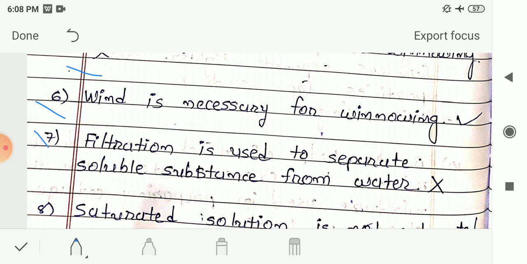Next, 7th number, filtration is used to separate soluble substance from water. So here your answer is false. Filtration is used to separate insoluble substances, which are not dissolved in water. So to separate this kind of substance from the water we can use filtration. For the soluble substance we cannot use the filtration method. So here your answer is false.